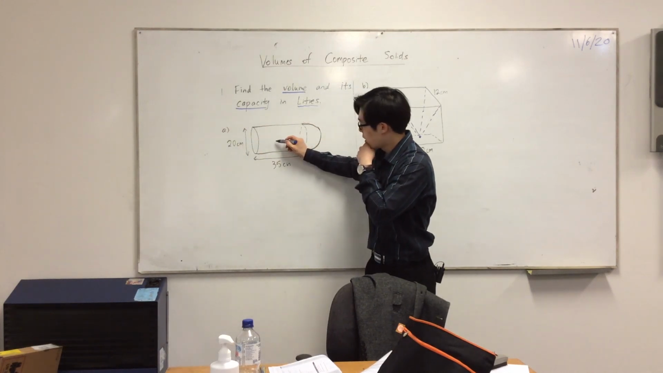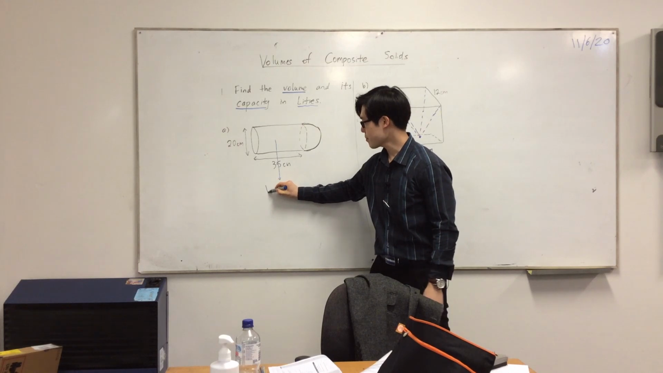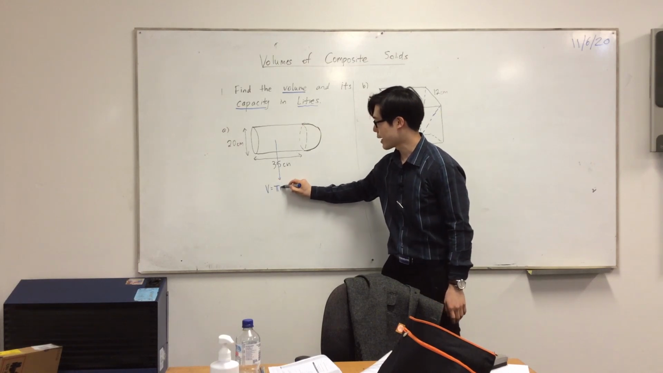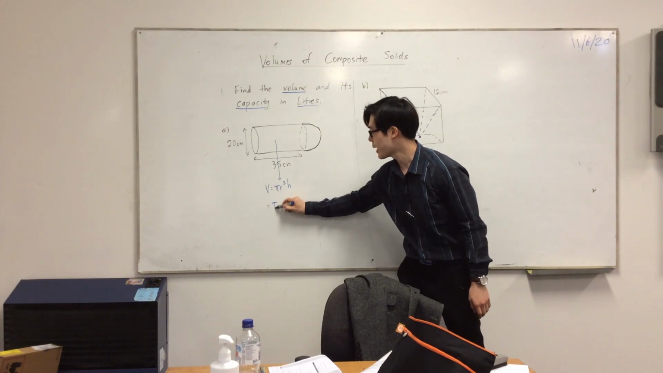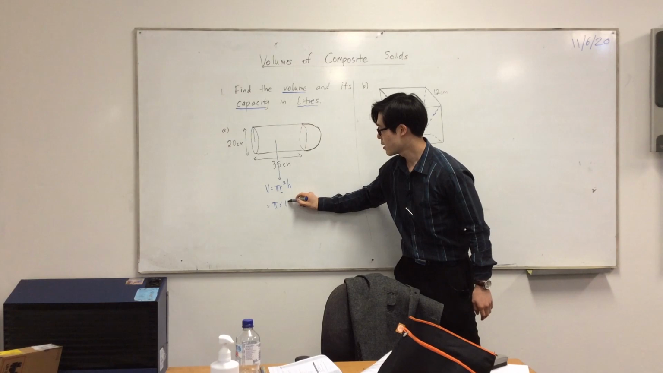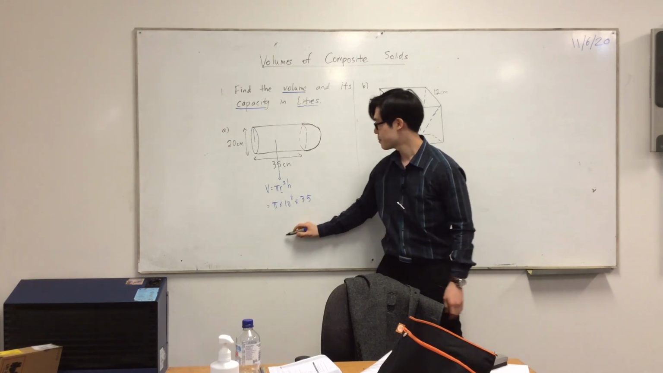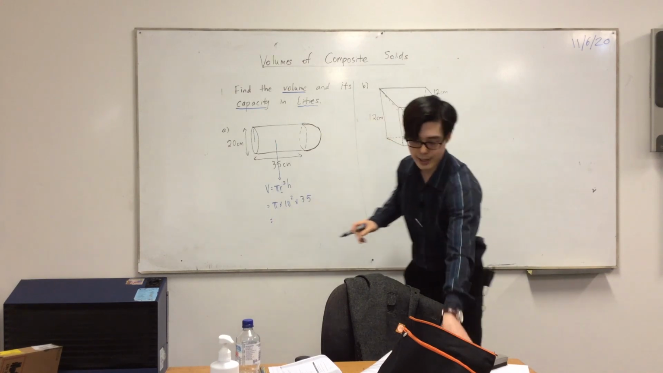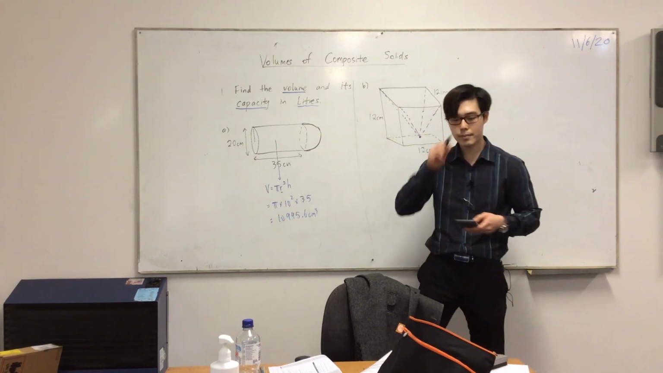What's the volume formula for a cylinder? Yep, so we know it's pi r squared h. So for the cylinder we've got pi times the radius, which is half of 20, which is 10, squared, times the height, which is 35. So that's pretty obvious, okay? I'll get the answer. That's in cubic centimeters.